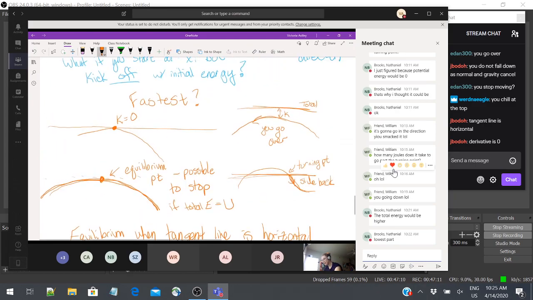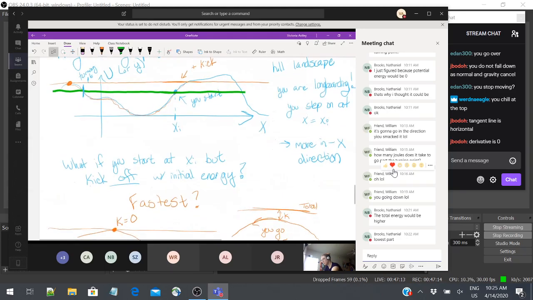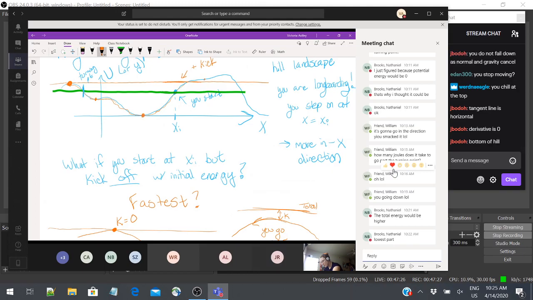So I want to add, there's one equilibrium point right here. Can you find any other equilibrium points? There's probably one right here. There's probably one right here. Looks like there might be one right here, maybe. There's definitely one right here. Right, those are all our equilibrium points. Yep, bottom of the hill for sure. What's the difference between the top of the hill and the bottom of the hill in terms of being an equilibrium point?